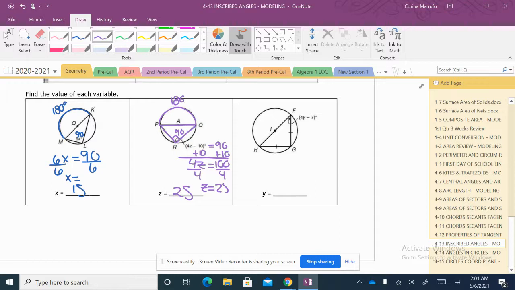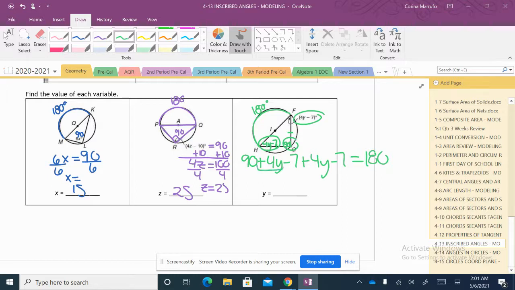Now, this next one is 4y minus 7. They do tell us these two sides are the same, so that means that this is 4y minus 7 as well. And then since this is half the circle, that's 180 degrees, which makes this angle here a 90-degree angle. The other thing that we know is that 3 angles of a triangle should add up to 180. So I'm going to do 90 plus 4y minus 7 plus 4y minus 7 should equal 180.